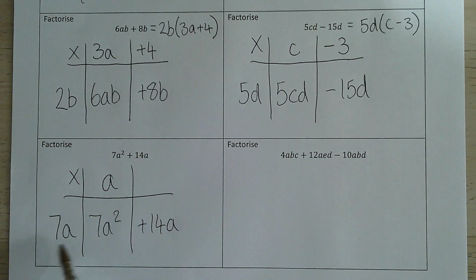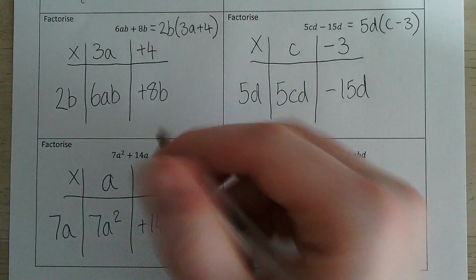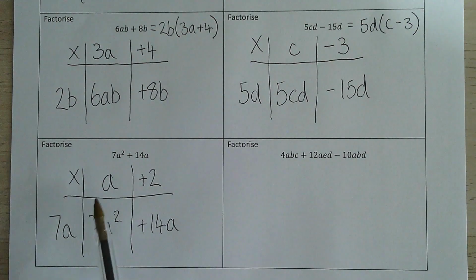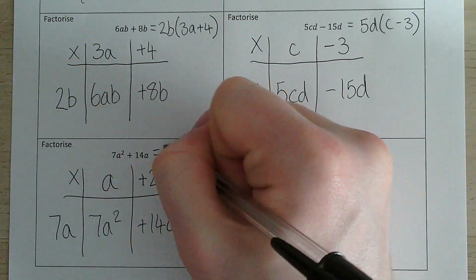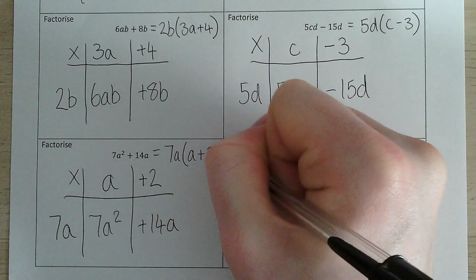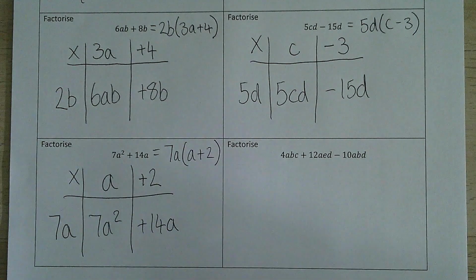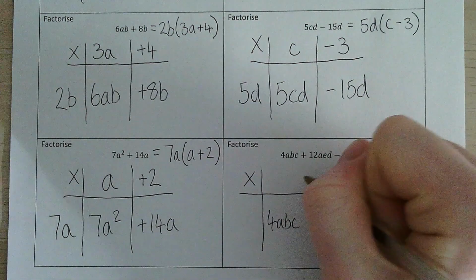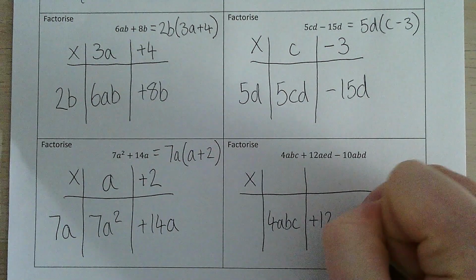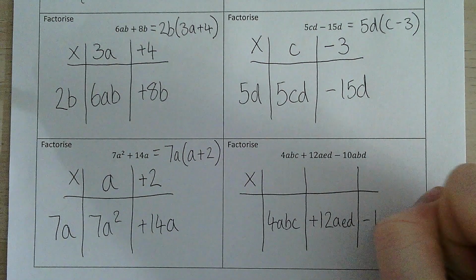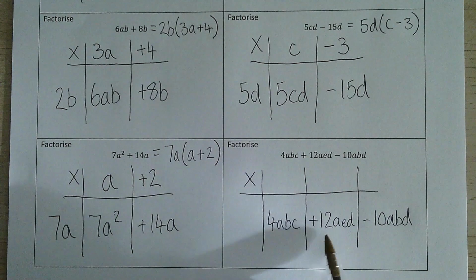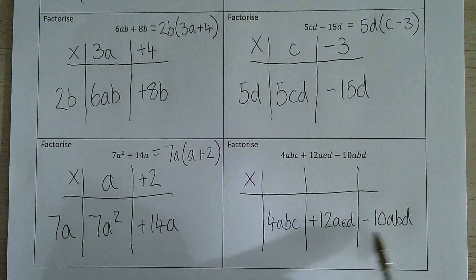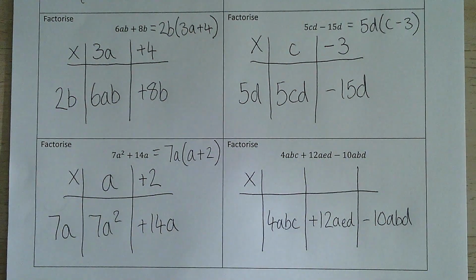Positive 14a divided by 7a. Well, positive 14 divided by 7 is positive 2. And a divided by a cancel each other out, so we've got a plus 2 on top. So our final answer, 7a, and then in brackets, a plus 2. For the final question, it's really important that we find the correct number that will divide all three terms. So, 4 will divide 4 and positive 12, but 4 will not divide minus 10 into an integer. So we need to pick a different value.